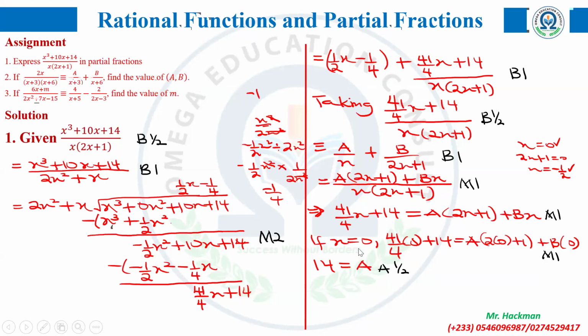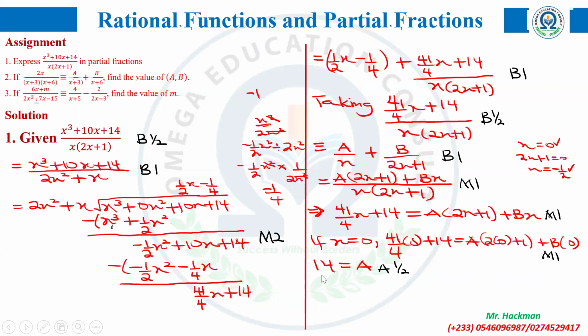So if x is equal to 0, wherever I see x in this relation, I substitute 0. And that gives me, this side will go, it will be 0. So I will get 14 on this side, equal to, this will give you 2 times 0, which is 0, plus 1. So I will get 1 times a, so that will give me a. This will go, b times 0 will give you 0, so you don't write it. So that gives you your value for a.